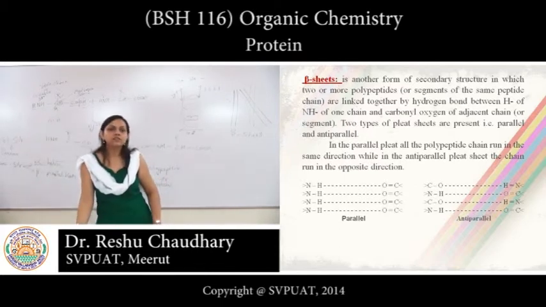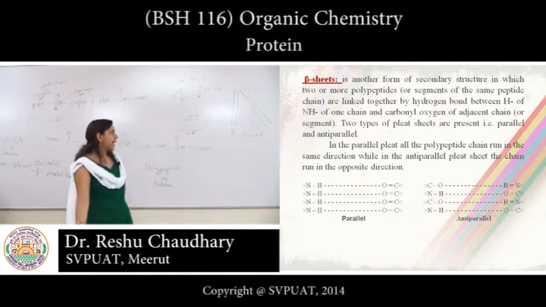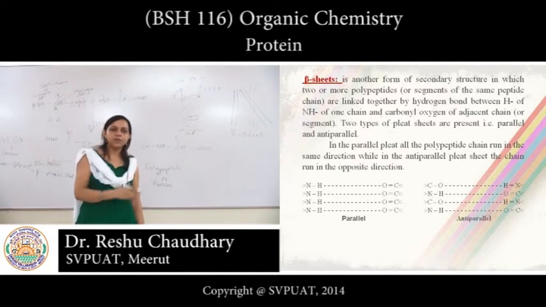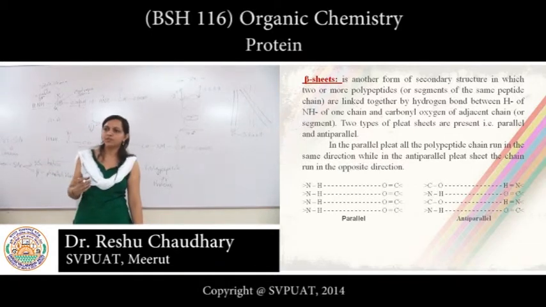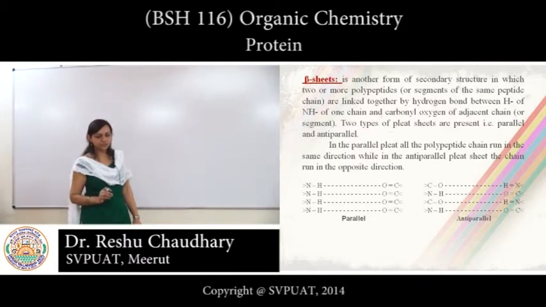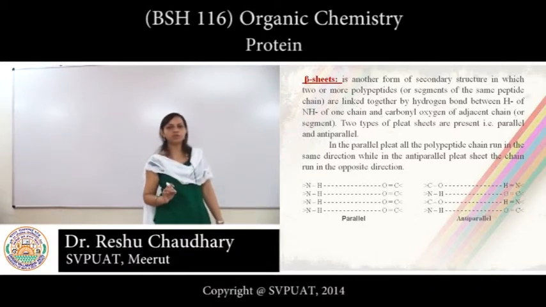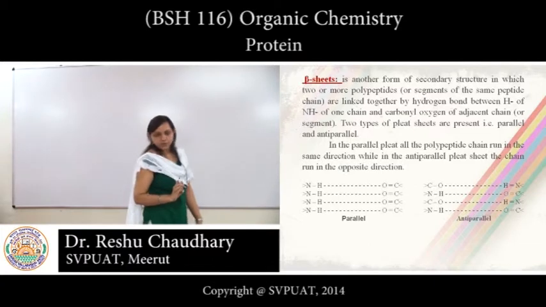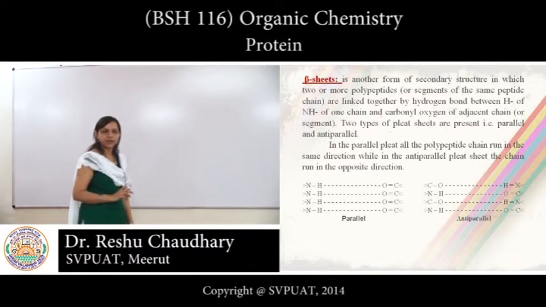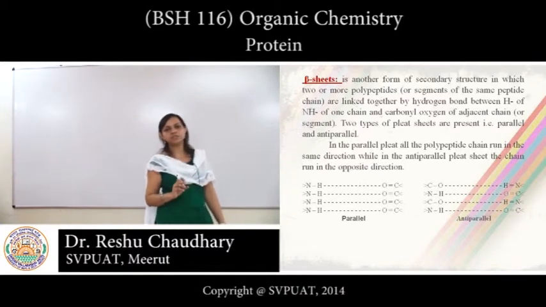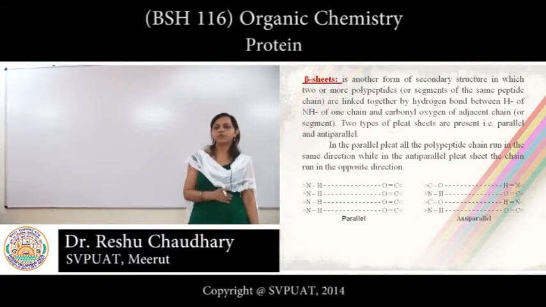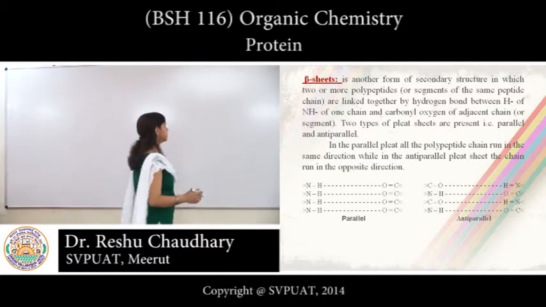Now we discuss beta pleated sheets. They can be parallel or anti-parallel, depending on whether the amino acid molecules run in the same direction or the opposite direction. In this structure, the polypeptide chain is extended and chains are held together by intermolecular hydrogen bonding. If the molecules run in the same direction, they are known as parallel sheets, and if they run in the opposite direction, they are known as anti-parallel sheets.